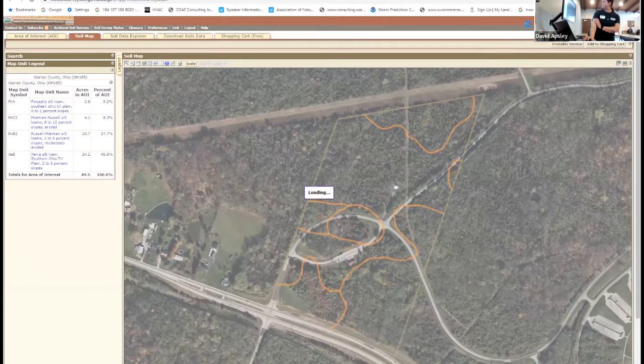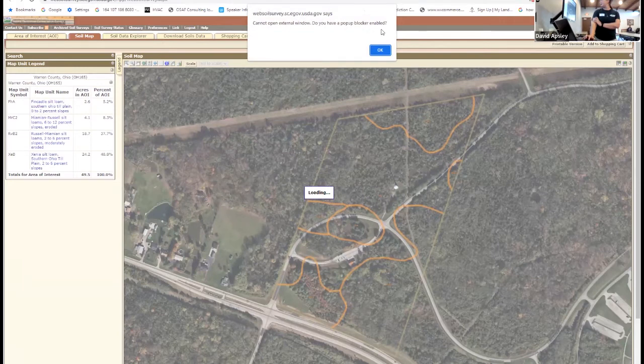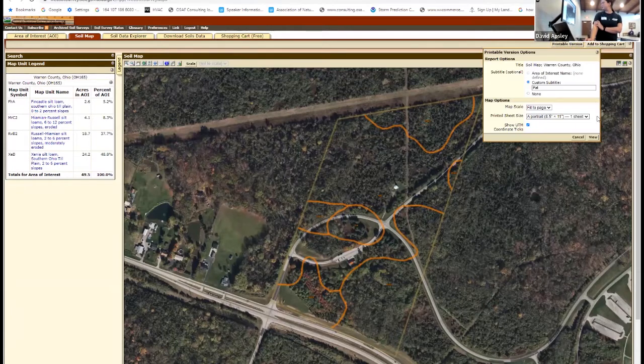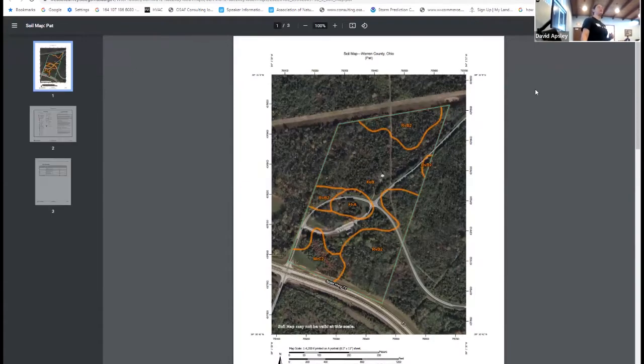View. Let it think for a bit. You probably will have to allow it to pop up. Let's try this again. And it will give you a PDF that has the map, the summary table of your soils, and the legend of what everything means. So here's our nice map.